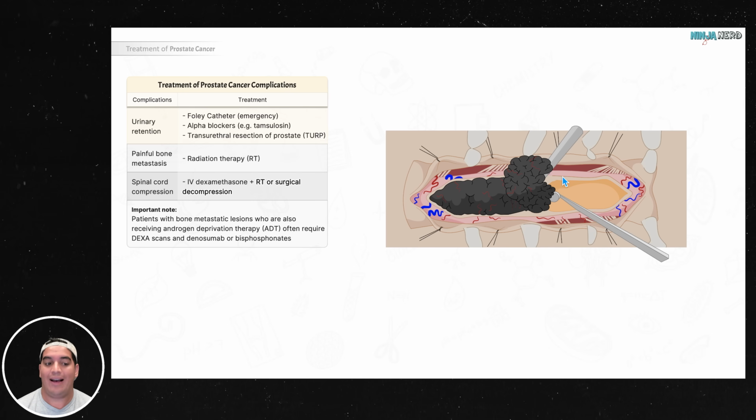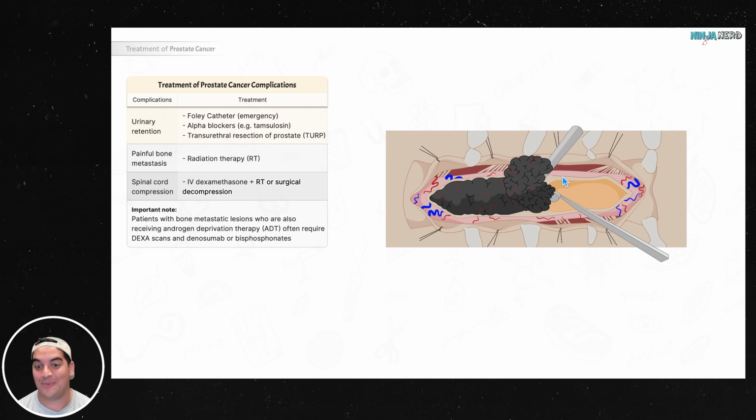So if they do have these metastatic lesions of the bone and they're getting androgen deprivation therapy, this is really important to remember. Androgen deprivation therapy is going to lower your testosterone levels. So when you lower testosterone levels and you have osteoblastic mets, you're increasing the risk of this kind of degenerative disease of the bone. So these patients need to get DEXA scans.